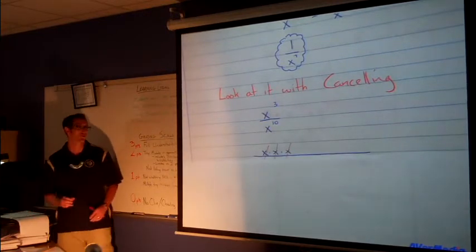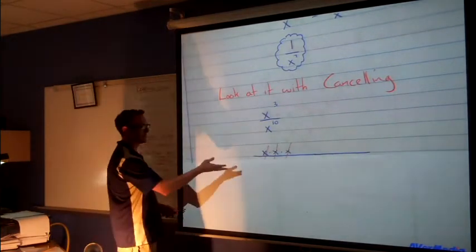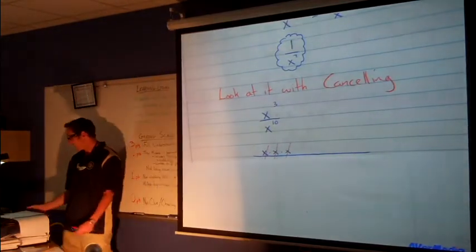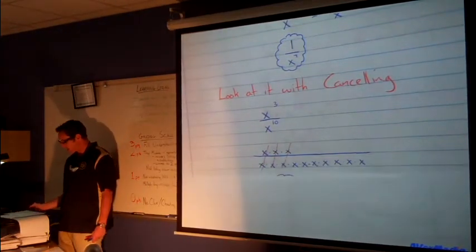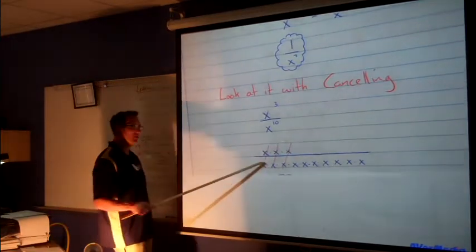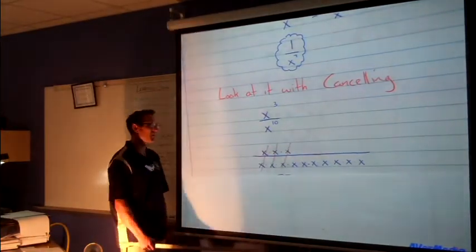If I have x to the third power, which we all know is x times x times x, at the bottom we had x to the 10th power, which we all know is x times itself 10 times.